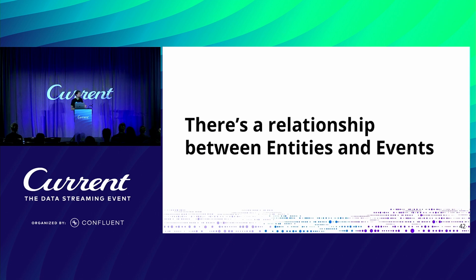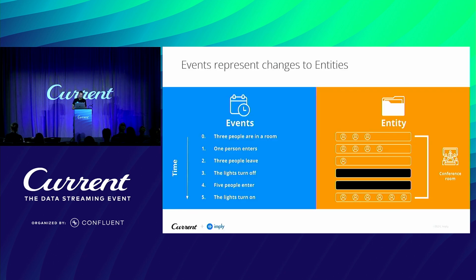I've covered this a bit, but there's a very direct relationship between entities and events. Specifically, events always represent changes to entities. Events are always focused on changes to entities. Taking the conference room example, we could have these events where the entity, our conference room, has 3 people in it. 1 person enters, we now have 4 people in the room. 3 people leave, we now have 1 person in the room. The lights turn off. Great.